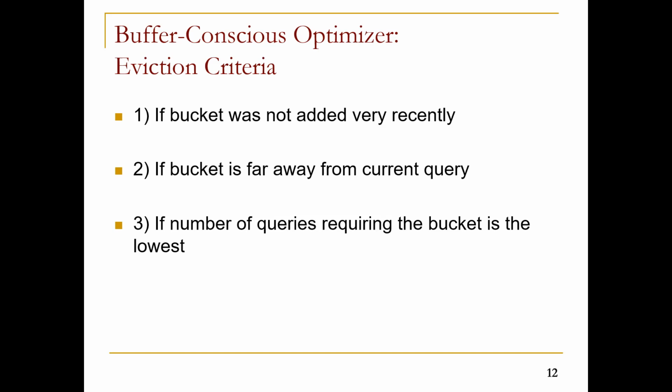Additionally, based on our observations, we design our buffer-conscious optimizer based on 3 eviction criteria for each hash projection bucket. First, if the bucket was not added very recently, it will be evicted because for newer buckets, there is high likelihood that another query might use them in the near future. Second, if the bucket is far away from the current query, it will be evicted because it is likely that the next query is close to the current query and thus requires nearby buckets.